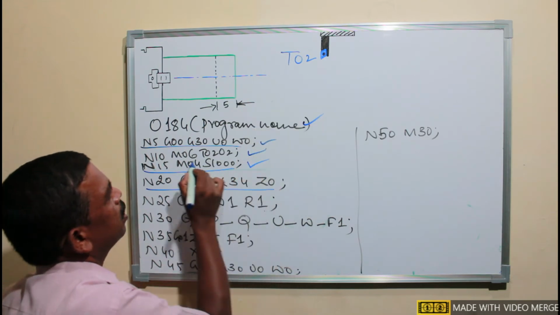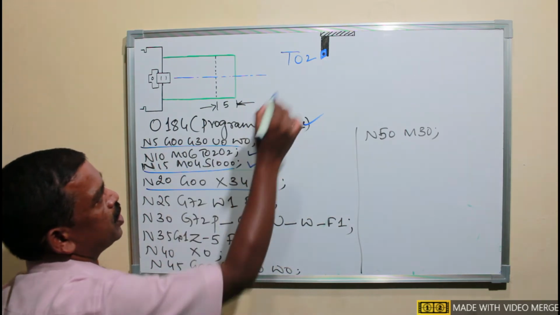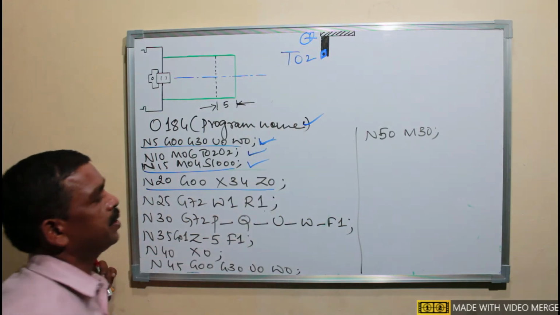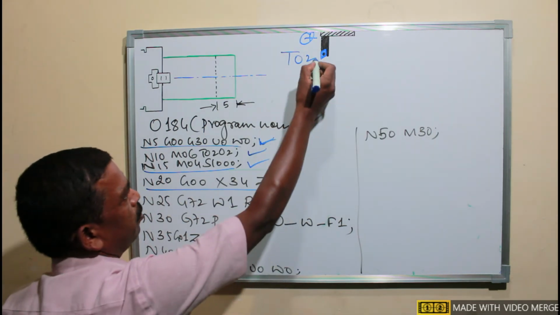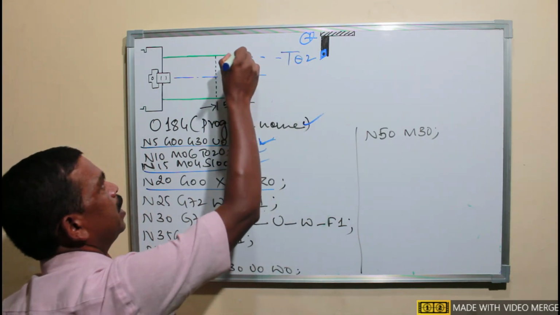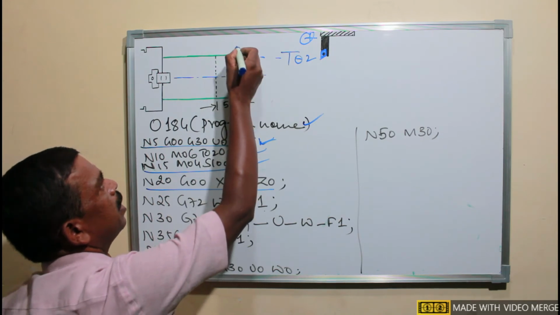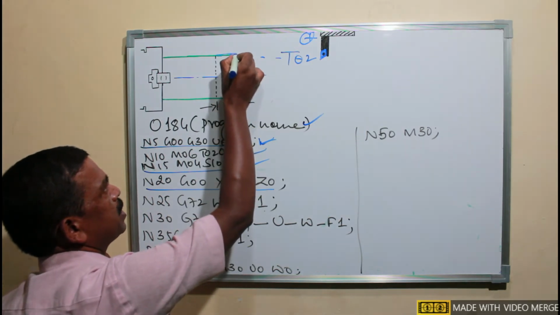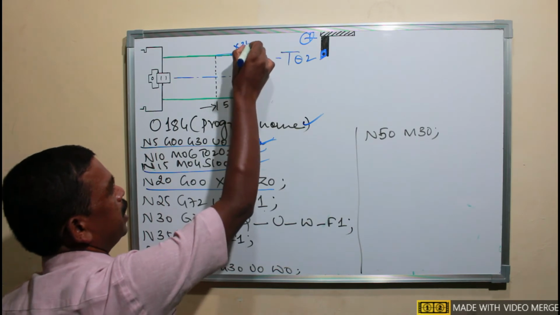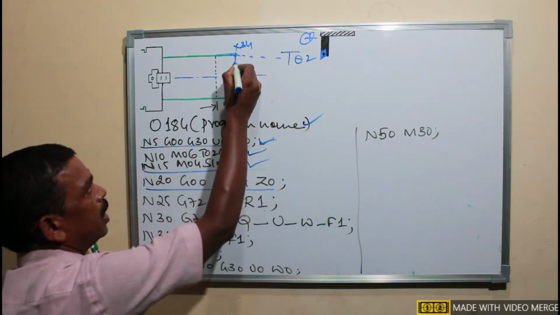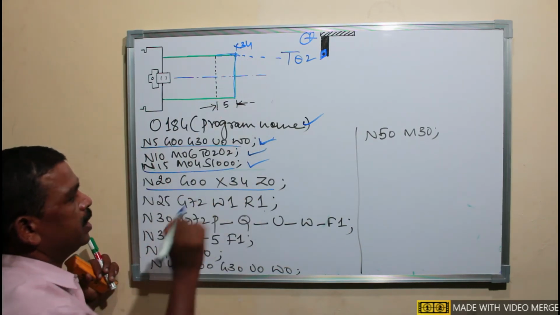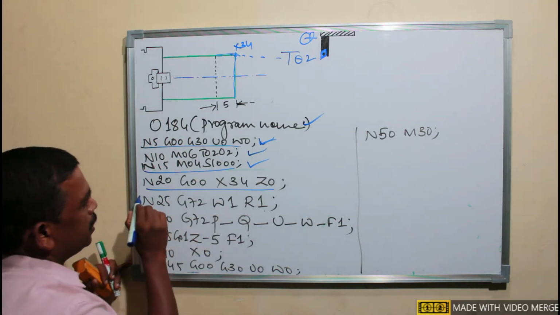That means now the tool is at its home position, its reference point. We have to move the tool rapidly to here. This is the diameter of the workpiece, so that is X34, right? And to the face of the workpiece. This is rapid positioning, and this is the format.